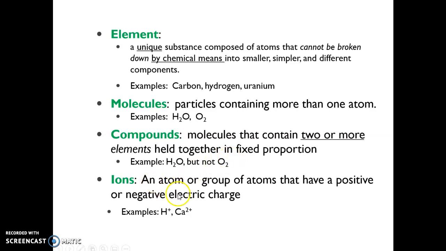Last term on this page is ions. An ion is when you have either a single atom or a group of atoms that have an electric charge. They either have a positive charge or a negative charge. If they have a negative charge, they have an extra electron either on that atom or a group of atoms. And if they have a positive charge, then that atom or group of atoms has lost an electron and it's been donated to something else.